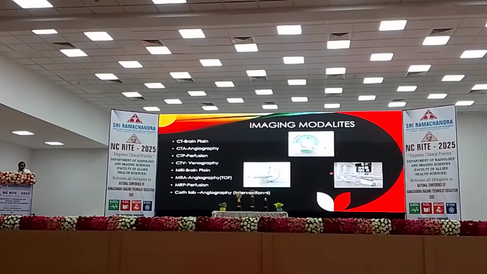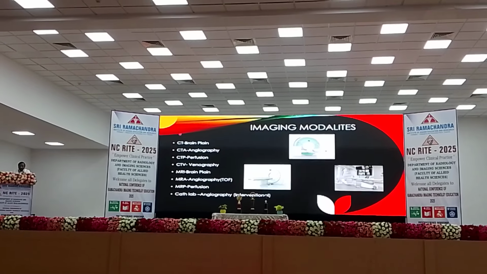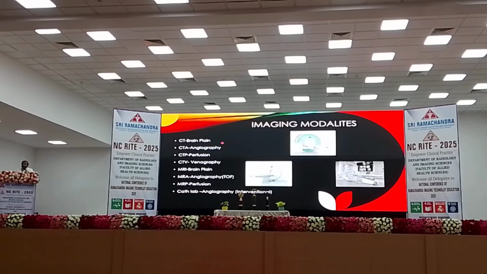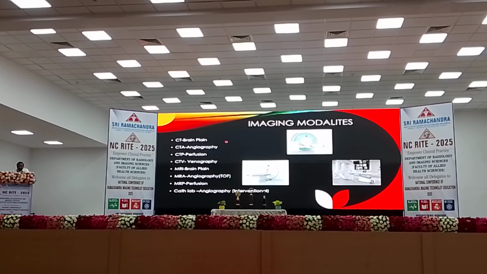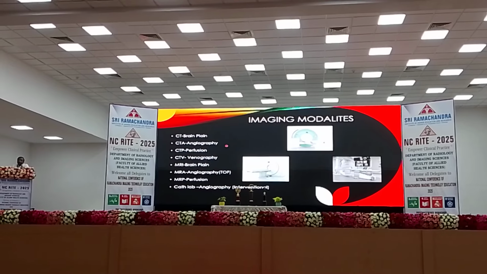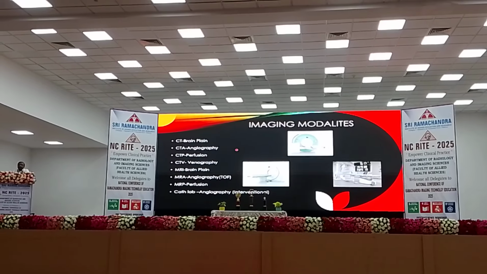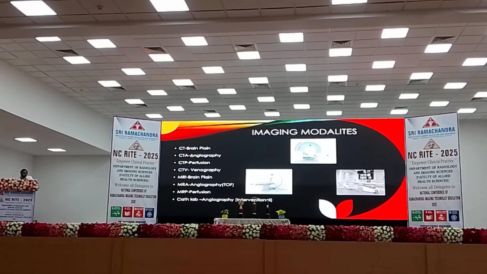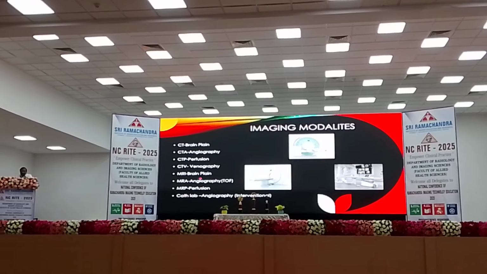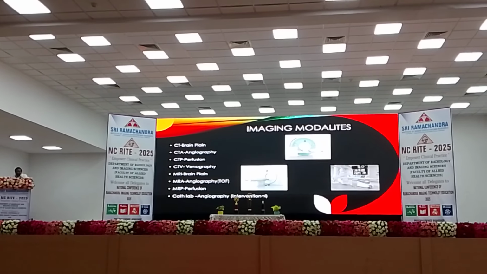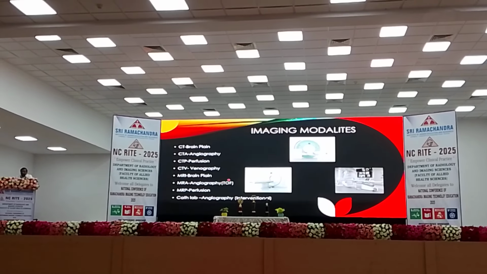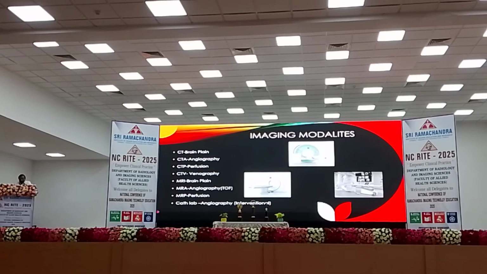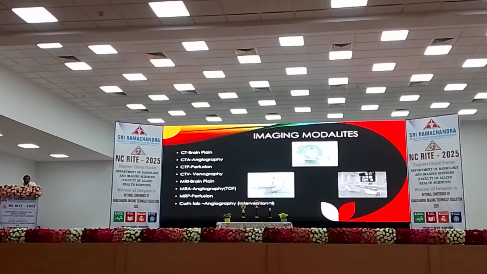Taking the imaging modalities, these are the things we do: CT and MR. In CT, we do a plain CT to rule out any hemorrhage. CT angiography we mostly do after thrombolysis is decided by the clinicians or the treating physician. Then CT perfusion and CT venogram. In MR, we do an MR brain plain to evaluate the evolving infarct, acute and subacute, etc. We do MR angiography, an MR perfusion study, and the interventional procedures.